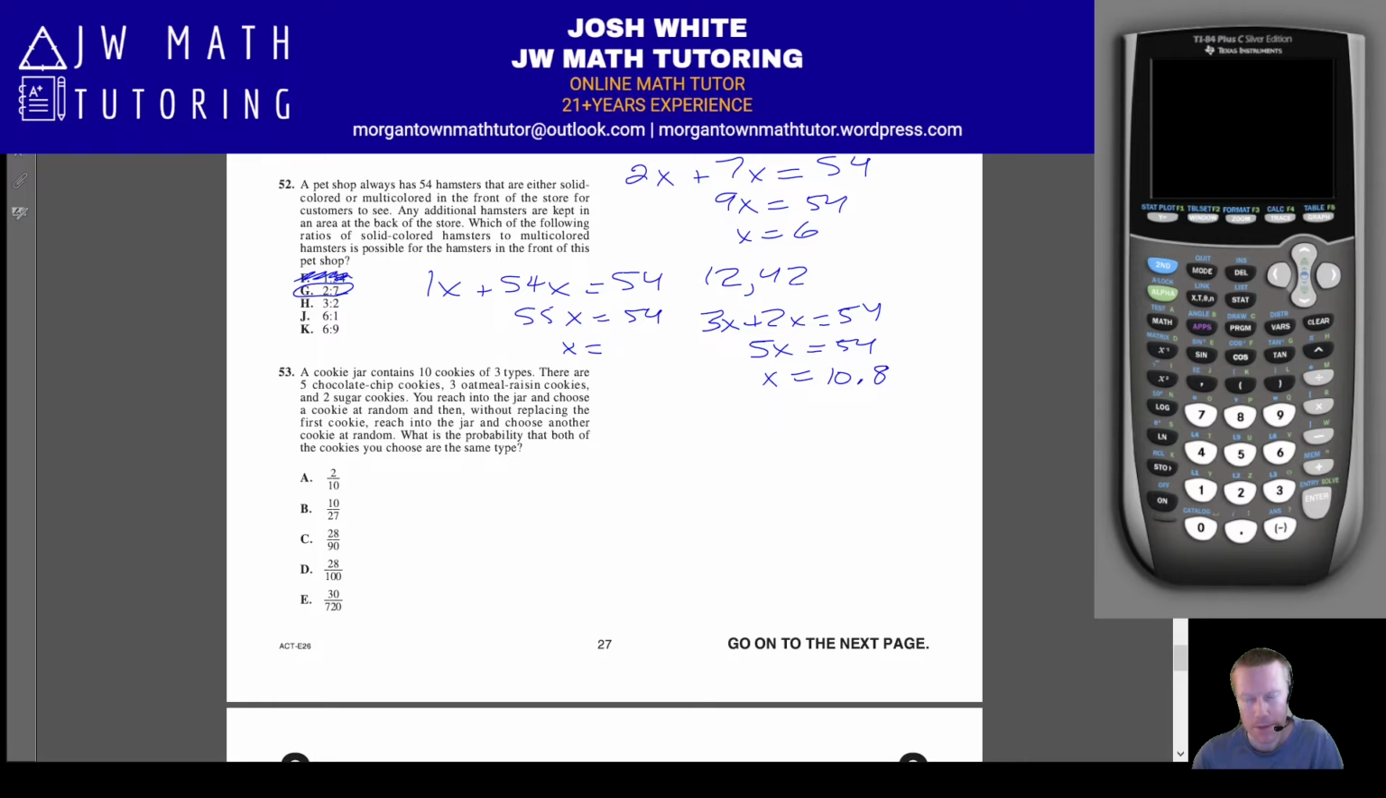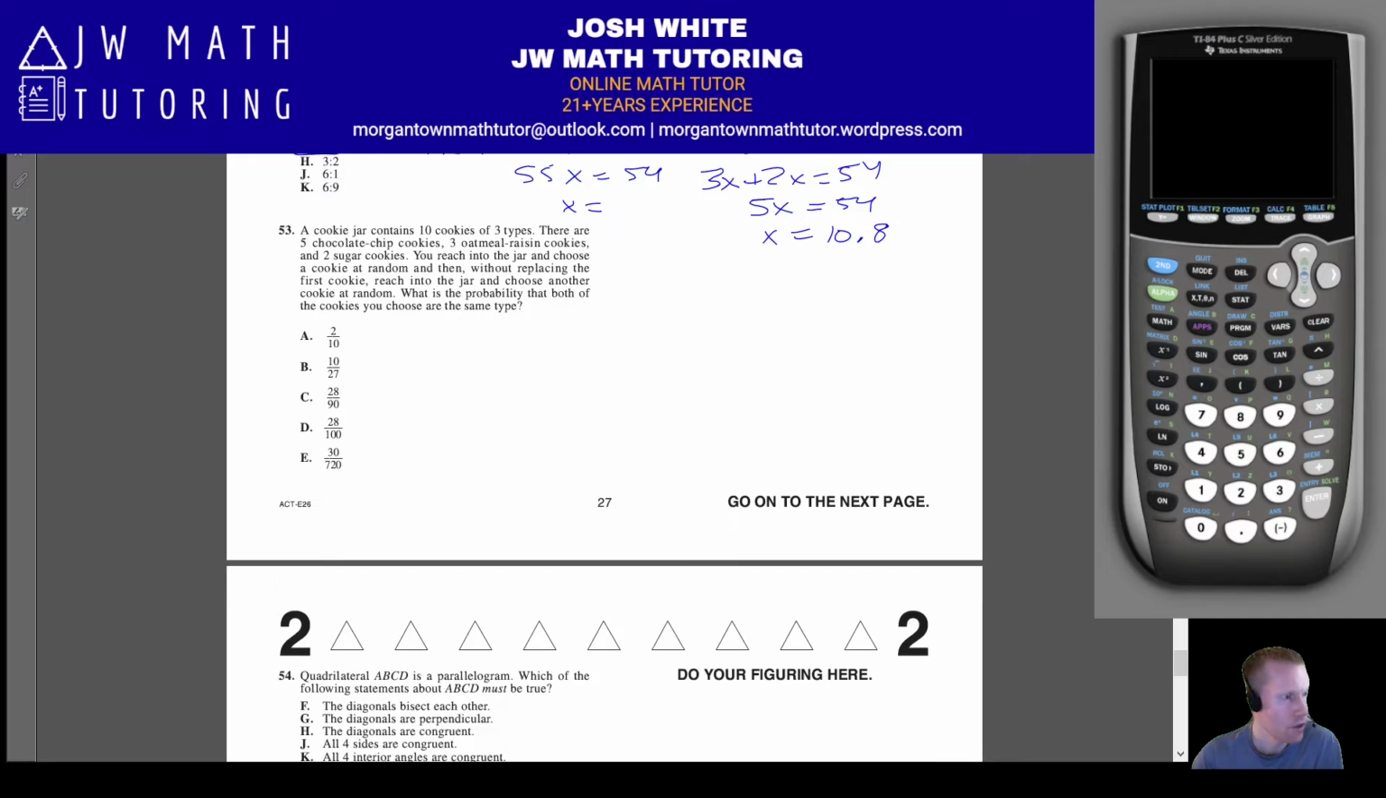And then when you plug that back in, like you multiply 3 times 10.8 and 2 times 10.8, you don't get a whole number of hamsters, which doesn't make sense. The number of hamsters for both the solid color and the multicolor has to be an integer. It has to be a whole number. And the same thing's going to happen with J and K as well. So again, you take the two numbers in the ratio, multiply them each by some number, say x, a variable, and add them together and set that equal to the total. And then solve to see which equation gives you a whole number for that multiplier, for that x value.